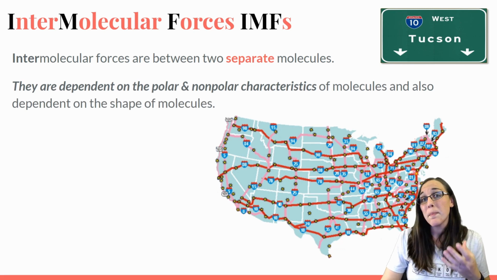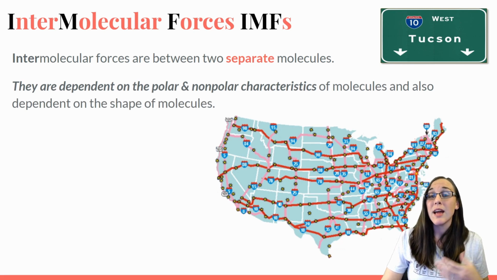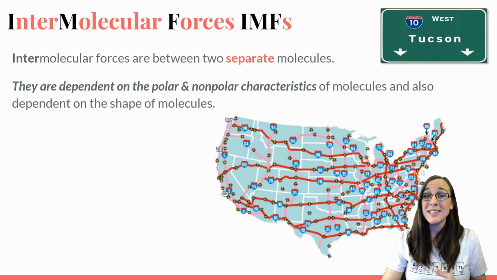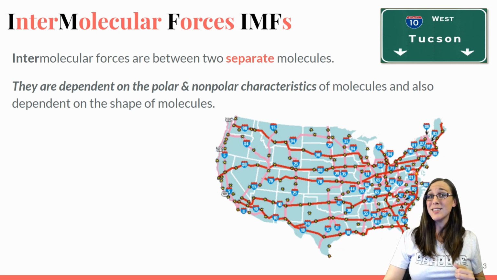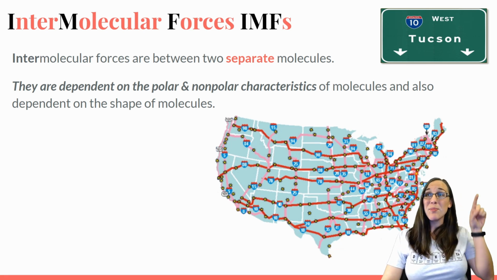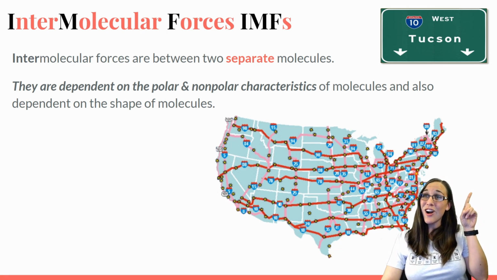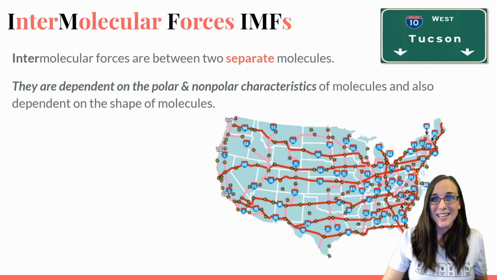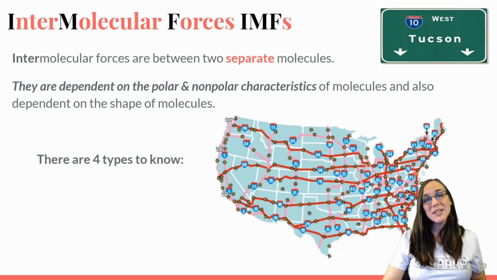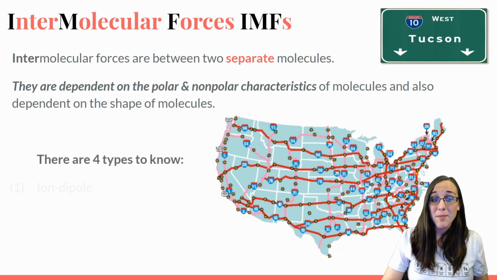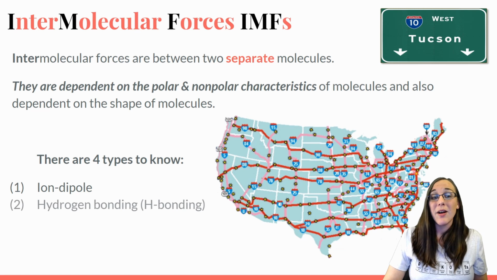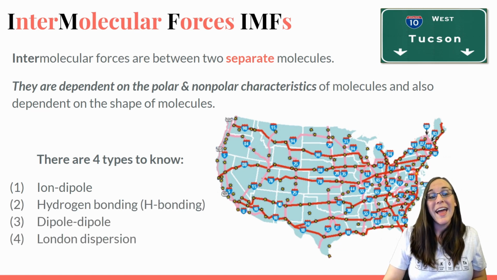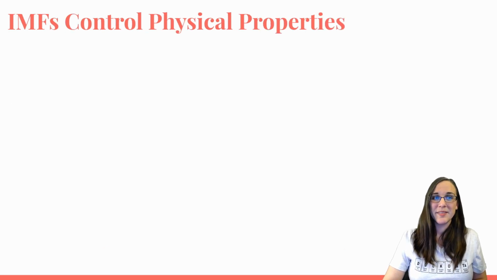These forces are dependent upon whether those molecules have polar or nonpolar characteristics. If you're not sure how to identify if a molecule has polar or nonpolar characteristics, please see my previous video, which I have linked on the little card that's showing up in the corner up there, so that you can familiarize yourself with that content as well. There are four types of IMFs that we'll be discussing specifically. We're going to talk about ion-dipole, hydrogen bonding, dipole-dipole, or dip-dip, and London dispersion.